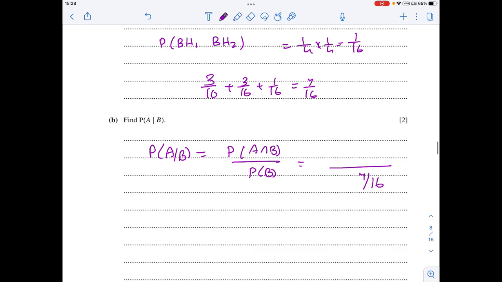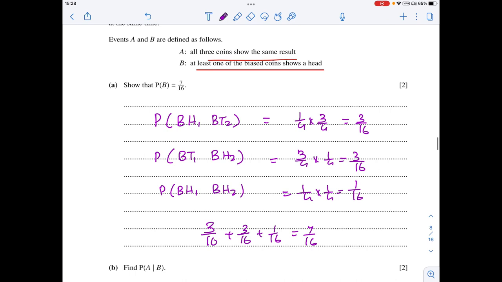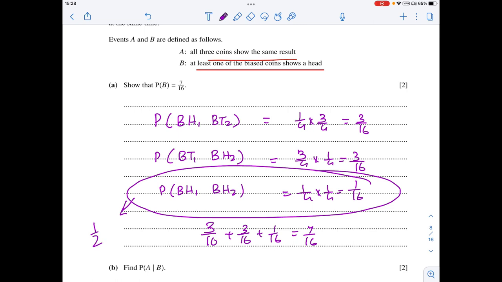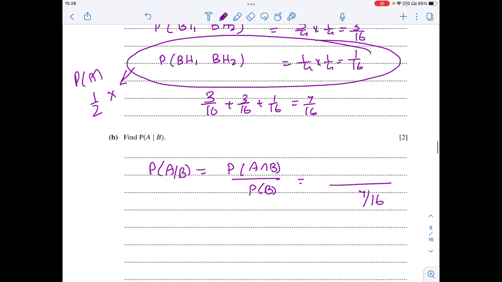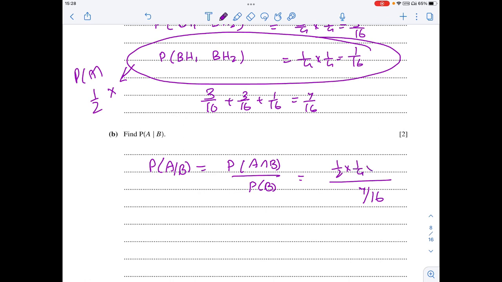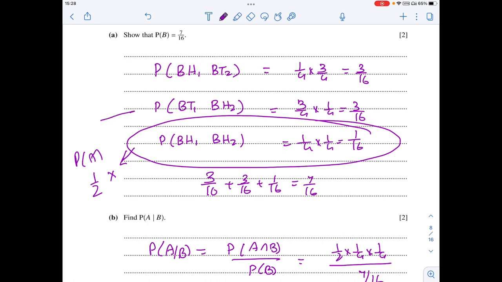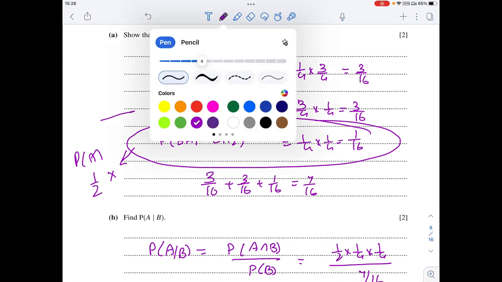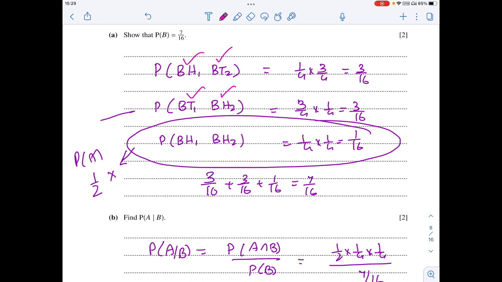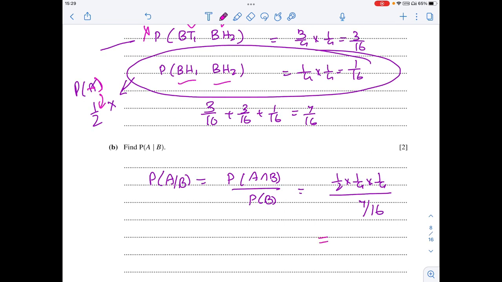A intersection B. What is the meaning that all three are showing the same result? All three showing the same result means the first one is head, the second one is also head, and the third one is also head. So it is 1 upon 2 times 1 upon 4 times 1 upon 4. Because here the 3 cannot be the same, they are already different in this case, and in this case they are already different. So these two are not possible. So the only way is head, head, and A is also showing a head. So 1 upon 2 times 1 upon 4 times 1 upon 4 divided by 7 upon 16. Simplify that, which becomes 0.0714.